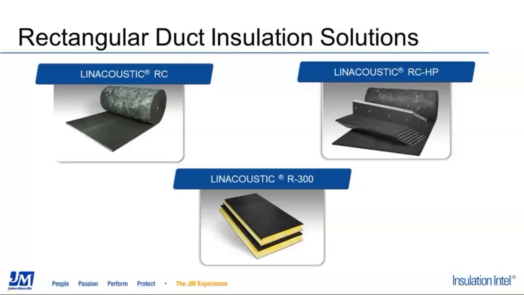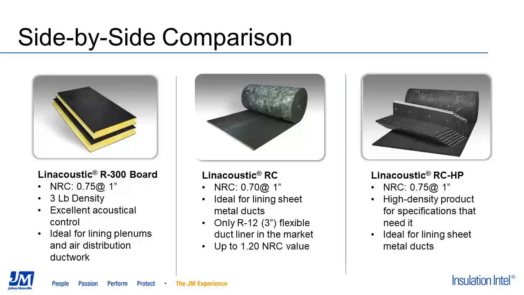The Line Acoustic RC and RC HP are both flexible rolled products, while our R300 is a board insulation. Each of these materials is used to line ducts and can be an effective solution for many of the issues Chris described earlier in his portion of the presentation. Each of these materials can be used in commercial duct applications with airstream speeds that reach 6,000 feet per minute. So let's take a quick look at side-by-side comparisons here.